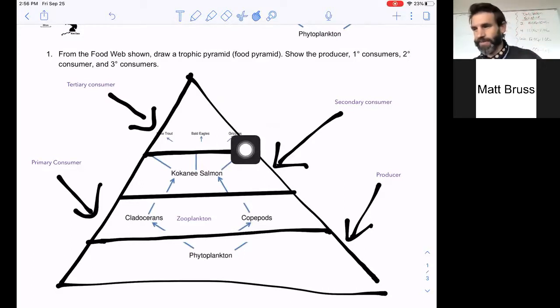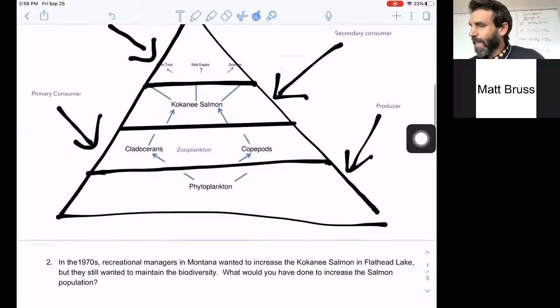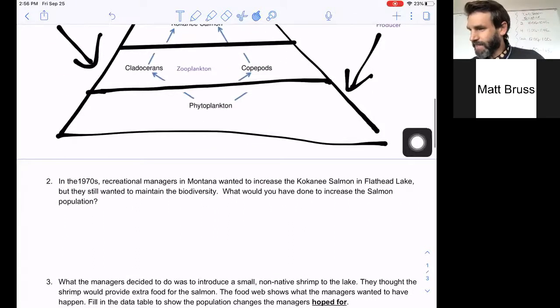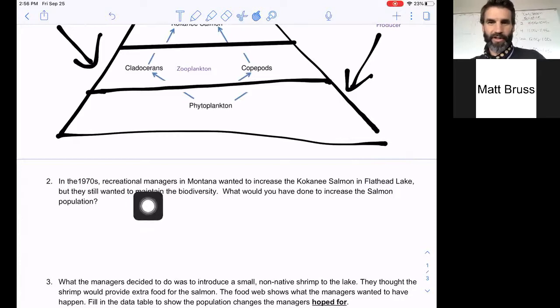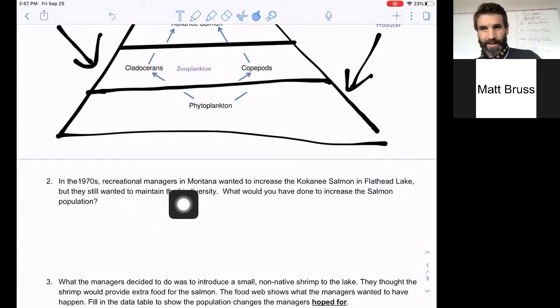So that was more of a practice and just getting a sense of the hierarchy of this ecosystem. The main question we started getting into was, if you were these recreational managers in Montana, what would you have done to increase the salmon population? That was the goal that these managers had in mind.